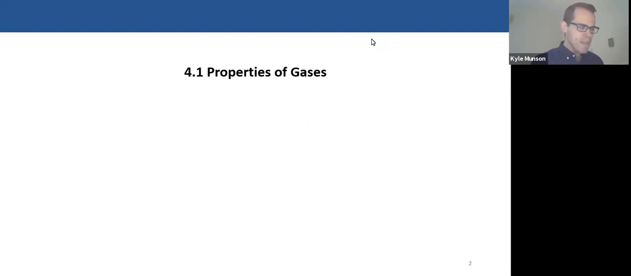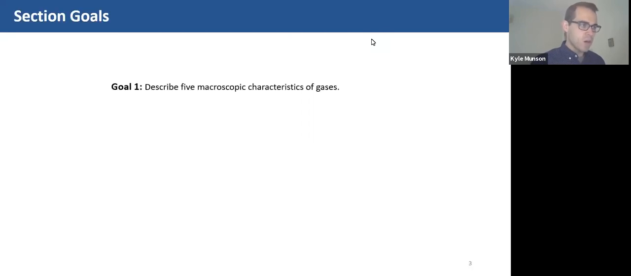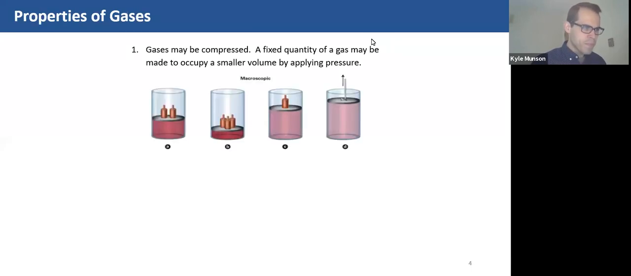So, like I said, in this chapter, we're talking about the properties of gases. And our goal for this section, in this section we're talking about the properties of gases, is we want to describe the 5 macroscopic characteristics of gases. Okay, so what do I mean by that? Well, let's just go through them, okay? And then we'll see at the end of this video and kind of put it all together, what I'm talking about here.